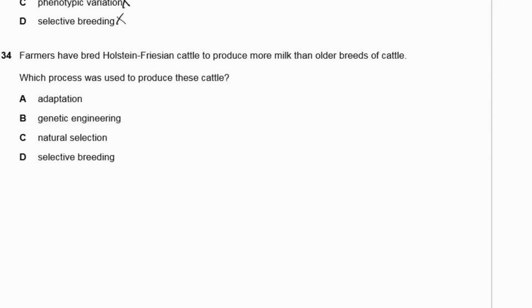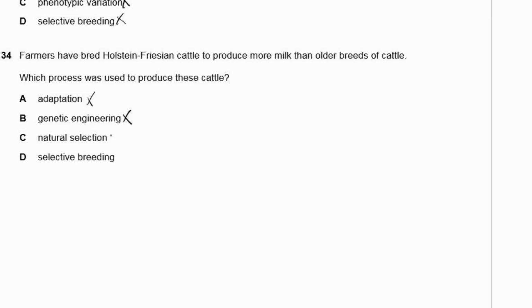Question 34. Farmers have bred Holstein Friesian cattle to produce more milk than older breeds of cattle. Which process was used to produce these cattle? Is it adaptation? Nope, that's just changes according to the environment. Genetic engineering? Nope, they didn't use genetic engineering. They didn't insert genes to do it.